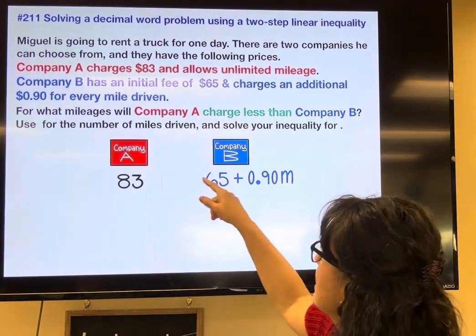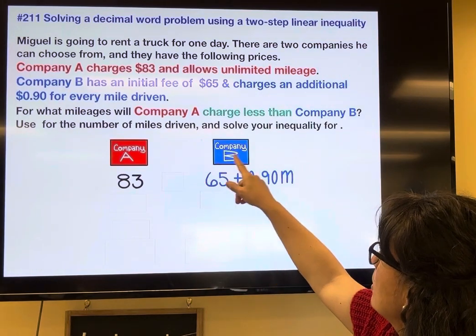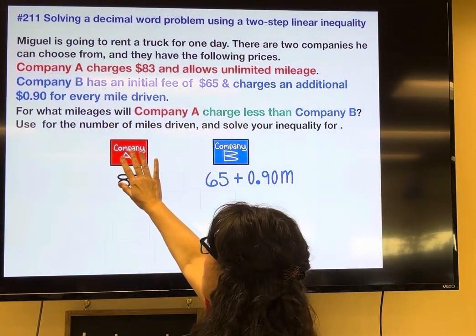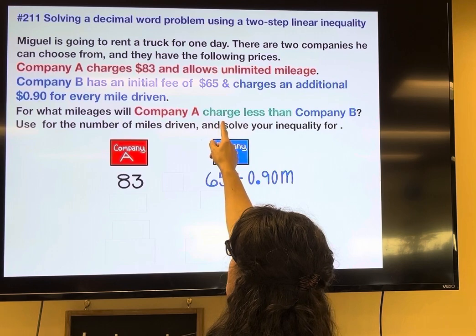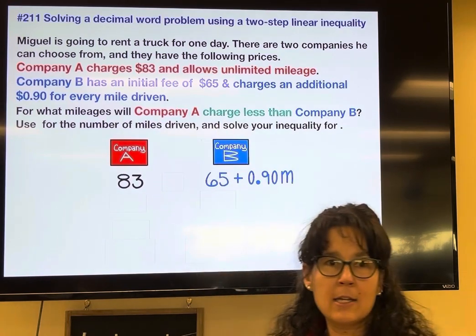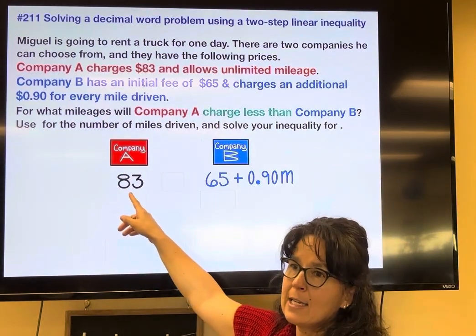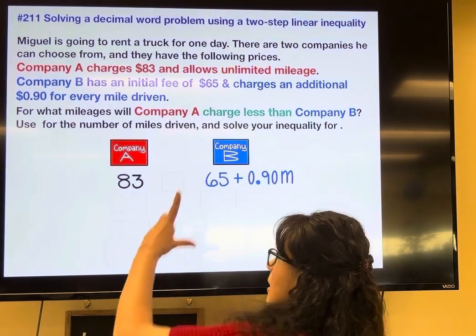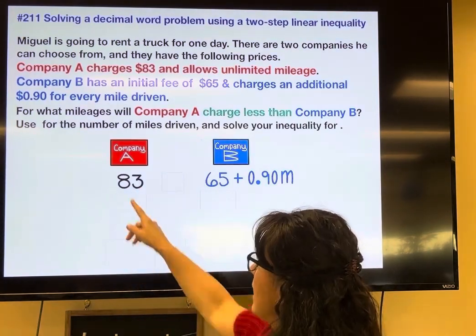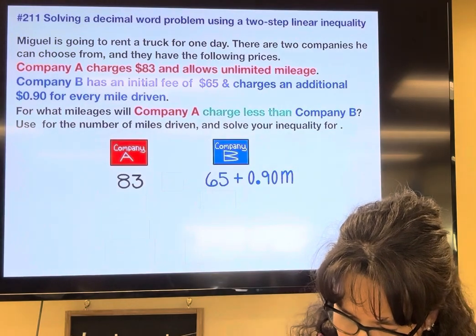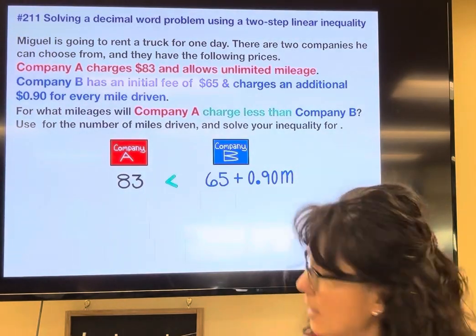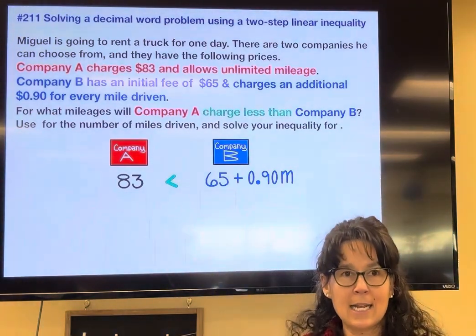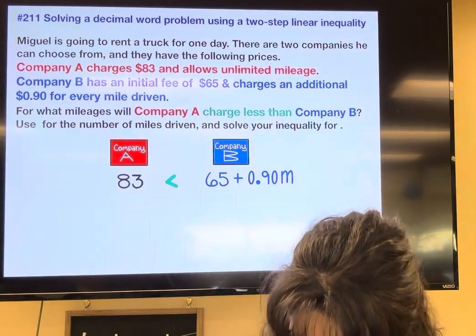Okay, then it says, for what mileage will company A, so when will this one charge less than company B? So if company A is the small one, the alligator wants to eat the big one. 83 is less than company B. Now I have my inequality set up, so I just need to finish solving it.